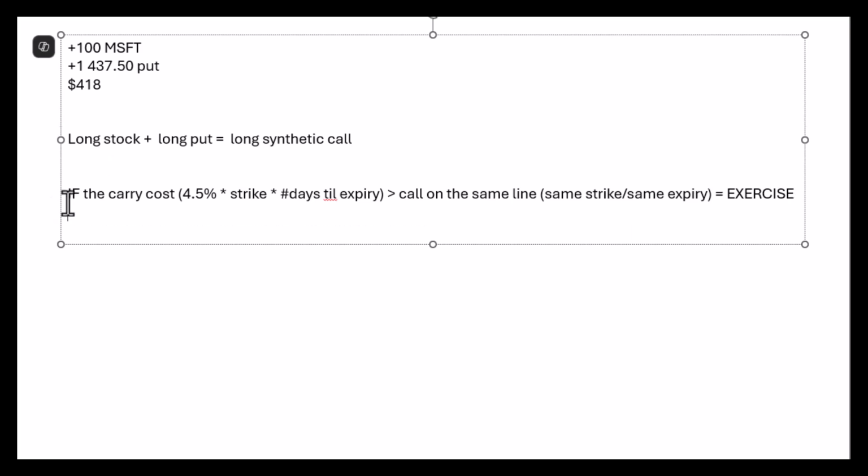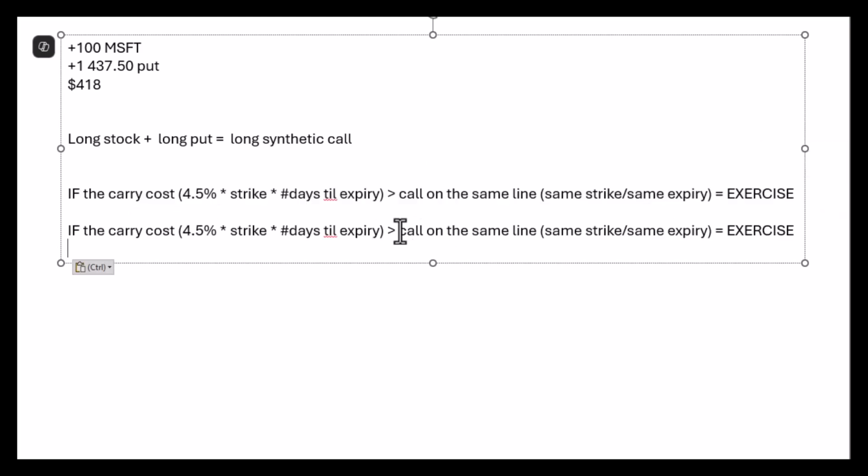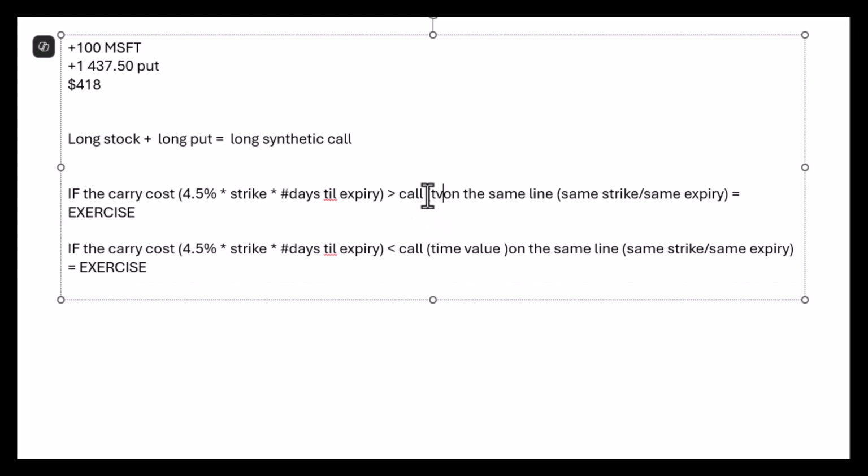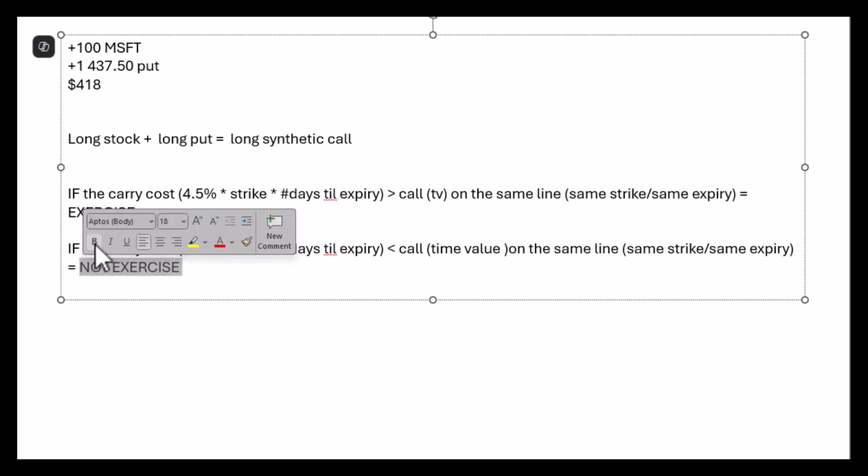Now, if that carry cost is less than the call time value, which is its all time value, right? At that point, it's an out of the money call. So that's kind of redundant, but time value should be obvious on the same line. If the carry cost is less than the call value on the same line, we do not exercise, right? You will not be assigned on that put.